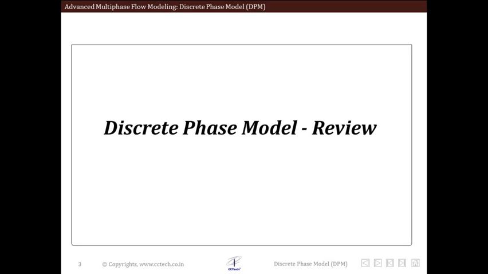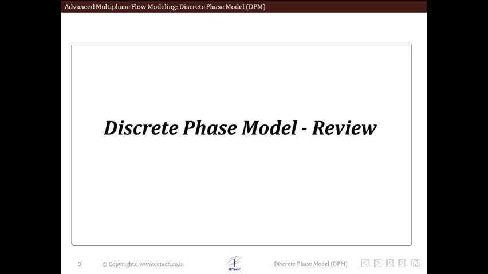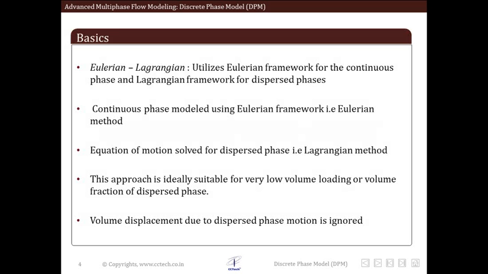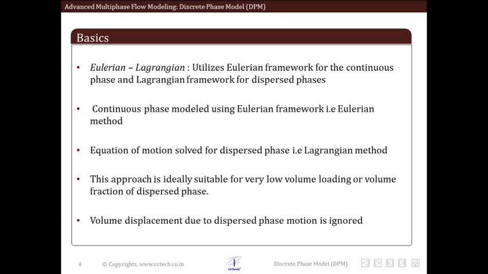So let us begin the first section, which is review of the discrete phase model. This will cover the basic concepts and fundamentals of the discrete phase model. So the basic principle behind the discrete phase model is the Eulerian-Lagrangian framework or the Eulerian-Lagrangian approach. In the Eulerian-Lagrangian approach, the Eulerian framework is used for the continuous phase, whereas Lagrangian tracking is used for the dispersed phase. Which means the continuous phase is modeled using the Eulerian method, whereas only equations of motion are solved for the dispersed phase. Equations of motion are solved by tracking, or the Lagrangian method.